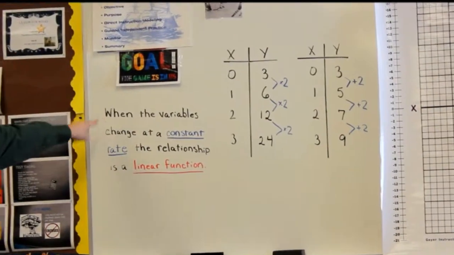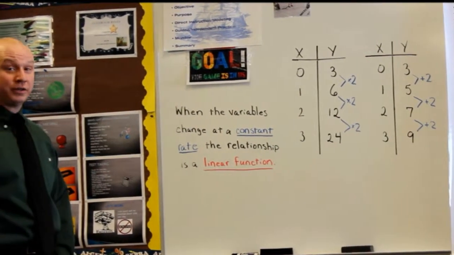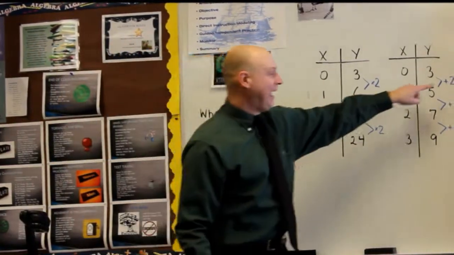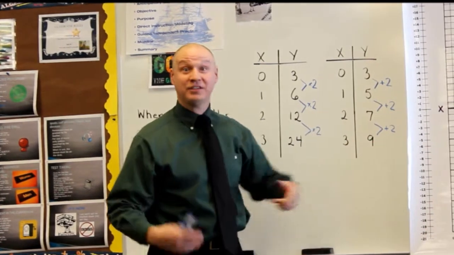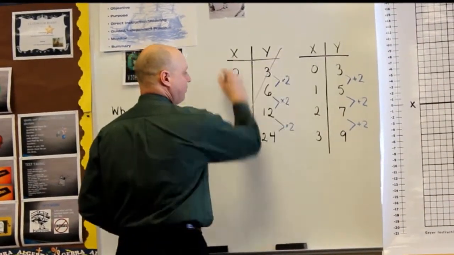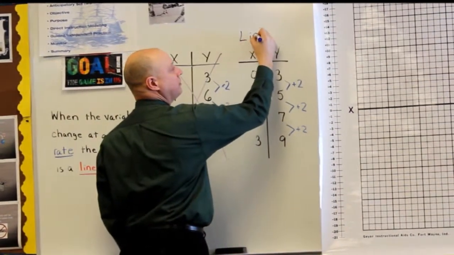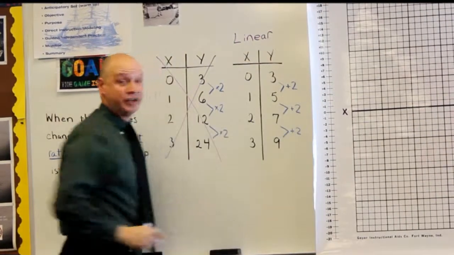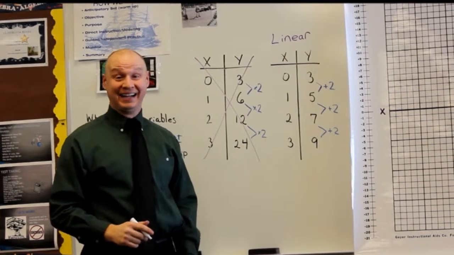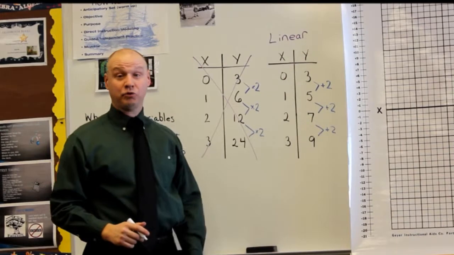When variables change at a constant rate, the relationship is a linear function. When I say constant rate, I'm talking about adding a number every time, the same number every time. So this one, not linear. The second one is linear. And again, because the x and y are changing at a constant rate. Every time x is going up 1, y is going up 2.